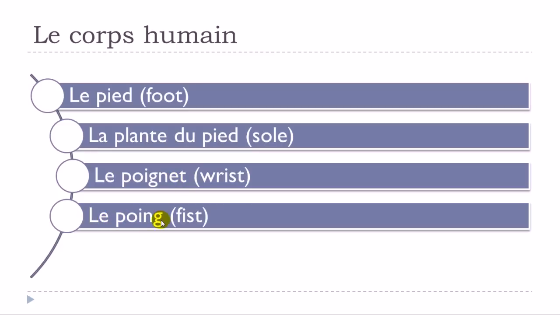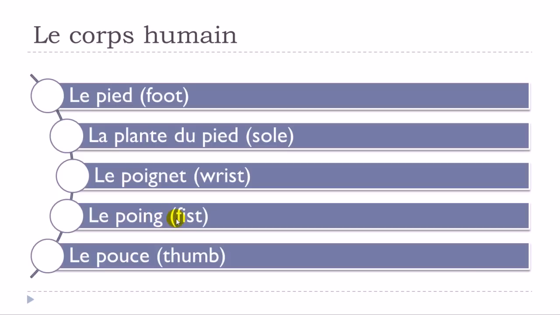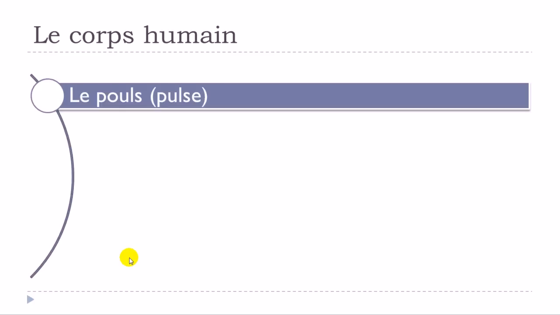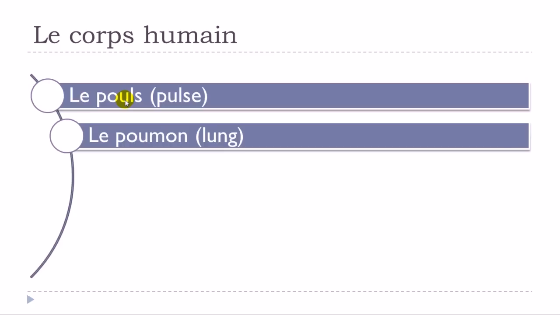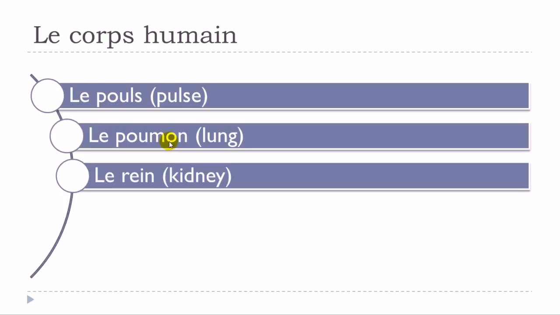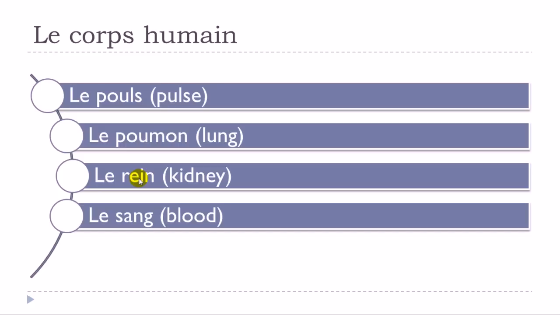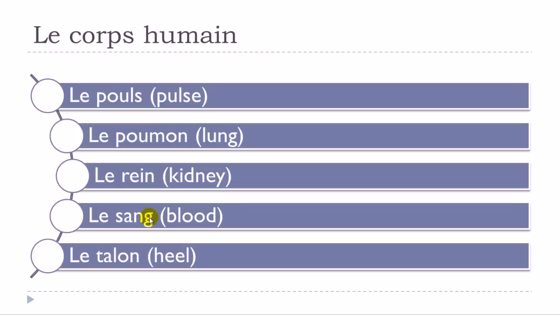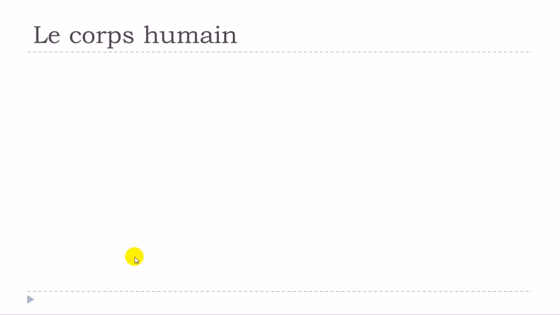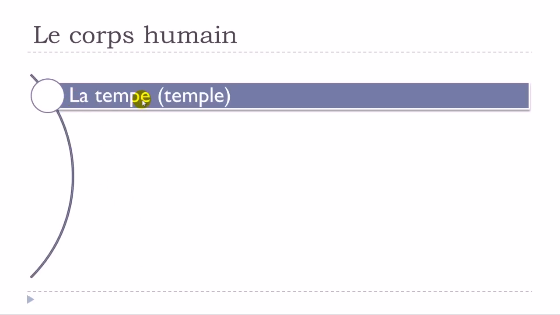Le poing. Le pouce. Le pouls. Le poumon. Le rein. Le sang. Le talon. La tempe.